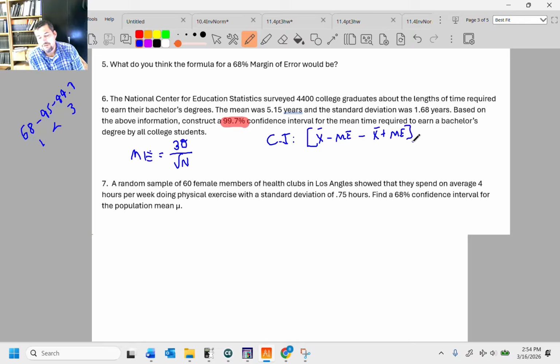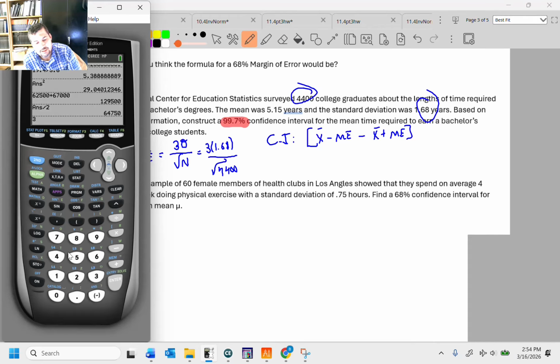All right, so we got 3 sigma, 1.68, sitting over the square root of n, 4,400. Hopefully it's pretty small here. 3 times 1.68, sitting pretty over the square root of 4,400 is going to be tiny. 0.076. That's how I'm going to round it.